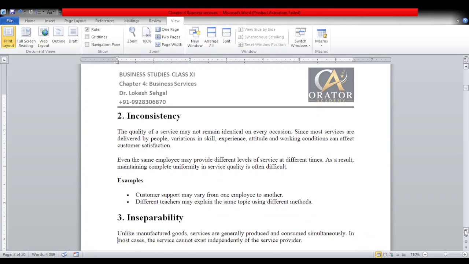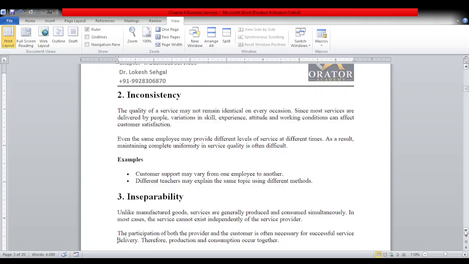Next, you will have inconsistency. A product might be consistent, in good shape and identical, but a service cannot be in a consistent format, right? Every time you visit a salon, a different person will give you the service, but it will be of different quality, a different feeling, a different experience. You will definitely observe it through their service.